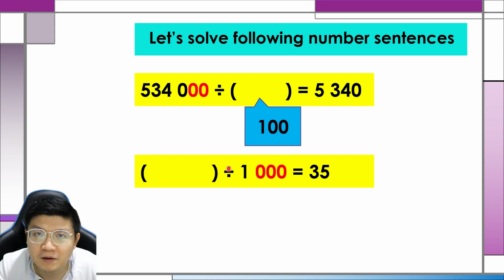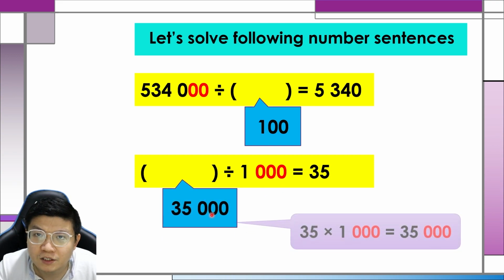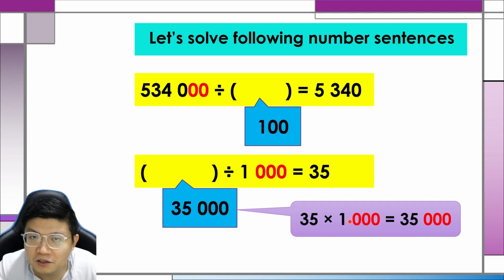But what about this? What number when you divide by 1000 and the answer is 35? So it means here, what number after you divide becomes 35? Yes, it's actually the number 35,000, or you can use multiplication back. You take 35, you multiply 1000 back, and I get 35,000 also.